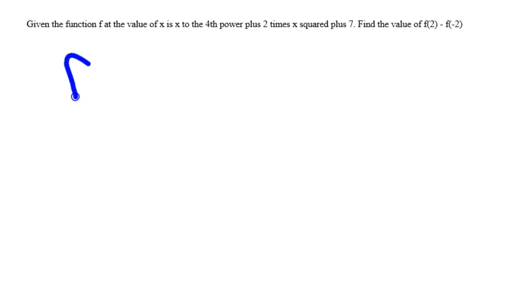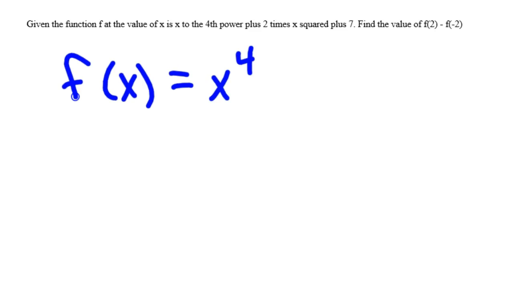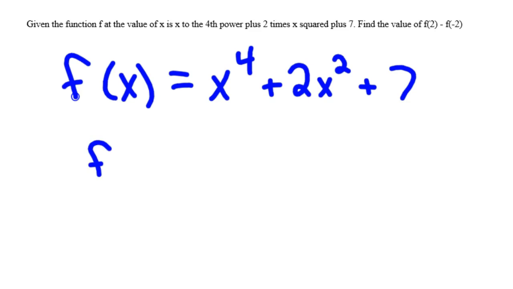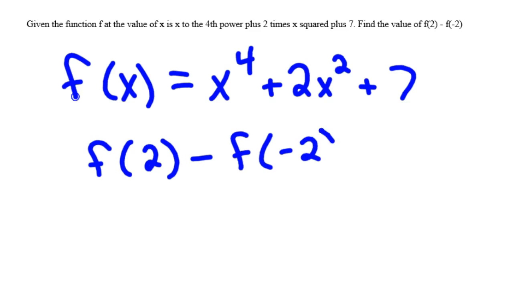So it would generally in a textbook be written something like this: f of x equals x to the fourth power plus 2 times x squared plus 7. And then it asks, what is f at 2 minus f at negative 2? That's generally what you're used to seeing.